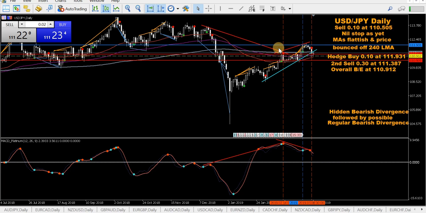MACD is still above the 0 level. There's still divergence there. So hidden bearish divergence followed by regular bearish divergence. You see the red line, red line. So that's USD Japanese yen.